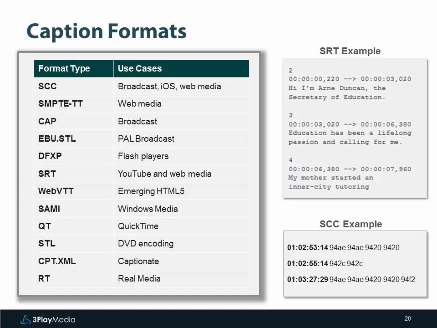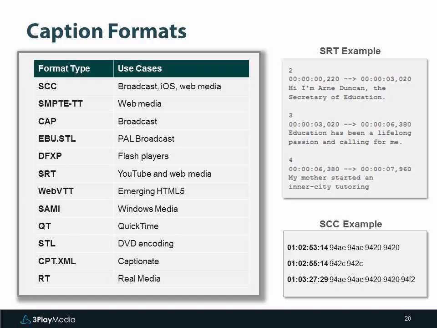In the first line is the caption number, so it's caption number 2. Then the line under that is the start time and the end time. So this is the window during which that caption frame appears. And then under that is the actual text. So there are two lines of text. In that caption frame at the top, it says, "Hi, I'm Arnie Duncan, the Secretary of Education." So that would appear in that time window, and then the subsequent caption frame would appear. So that's one example. This is a very simple one.